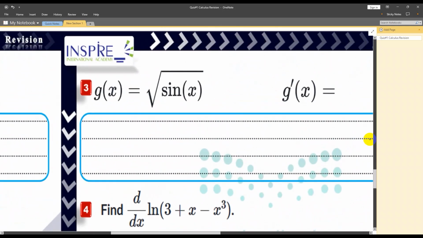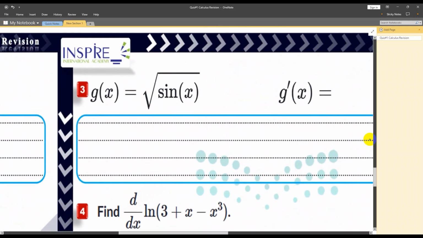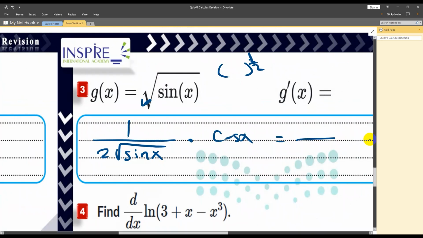Okay, next one. We need the square root of sine x. You remember 1 over 2 times the root. This is the derivative of the root. You can do it as power half and then use the power rule, it's okay, but this is a shortcut for the square root only. And then get the derivative of the inside, it will be cosine x. You can simplify, so it will be cosine x over 2 times the square root of sine x.